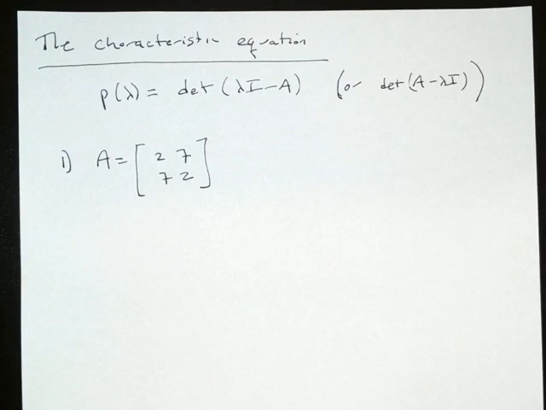Find me the determinant, find me the polynomial. You don't even have to solve it, write out the polynomial. Let's find the eigenvalues. We'll do that afterwards.